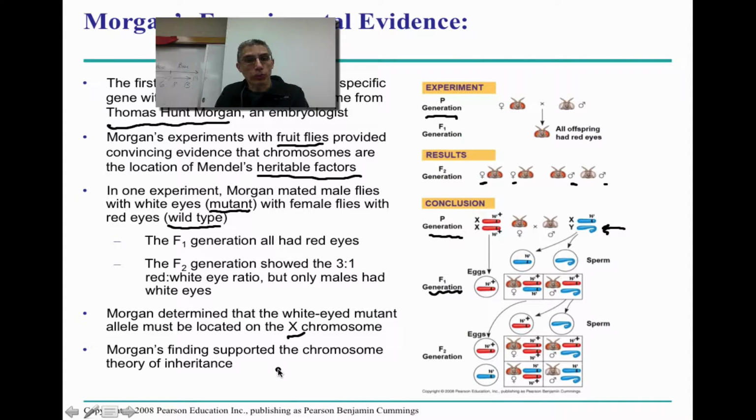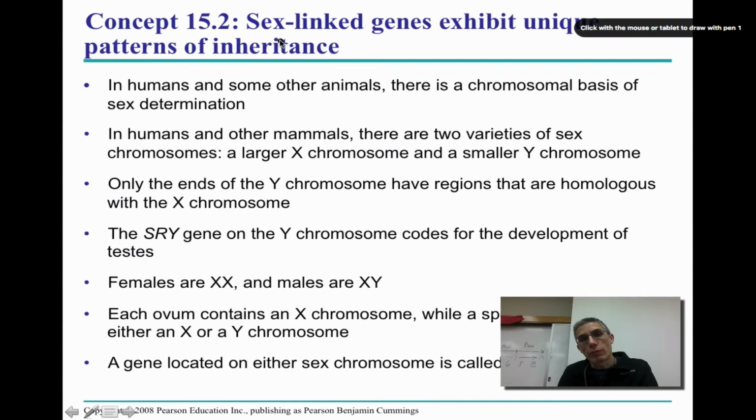So that actually supported the chromosome theory of inheritance, the idea that these genes are located on chromosomes. Based on the information produced by Morgan, now we need to think about the idea of sex-linked genes. And we were introduced to this back in chapter 14 because you did some Punnett squares regarding this particular concept.